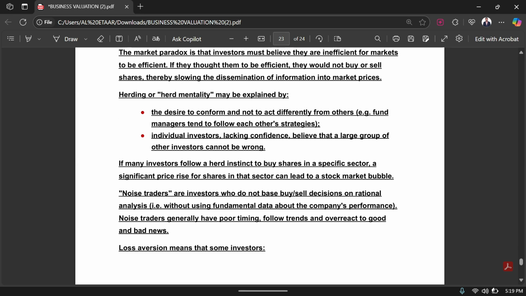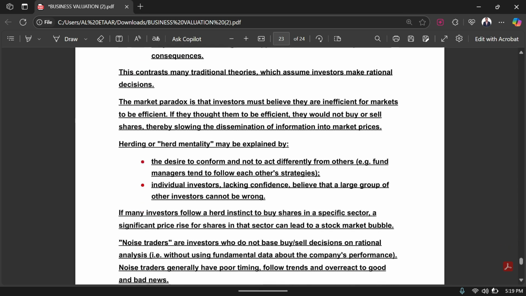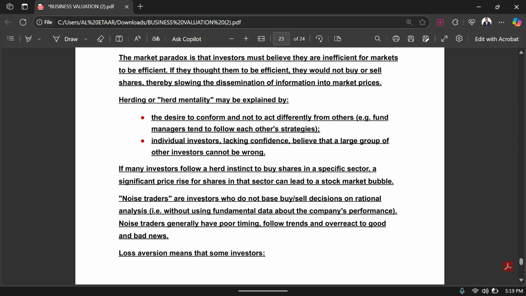Now we have different types of mentality of investors, right? So that's what we are going to look at. The first one is the herding or herd mentality, where the desire is to conform and not to act differently from others. So that's what herd means, right? You follow a herd, you follow a group of people, whatever they are doing, you're going to do that.